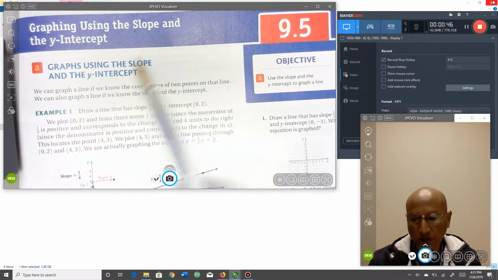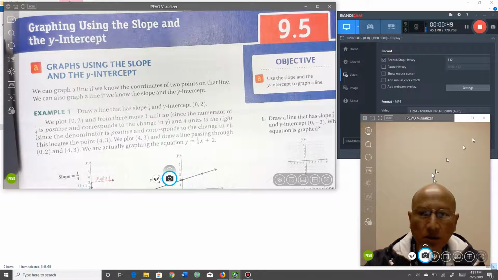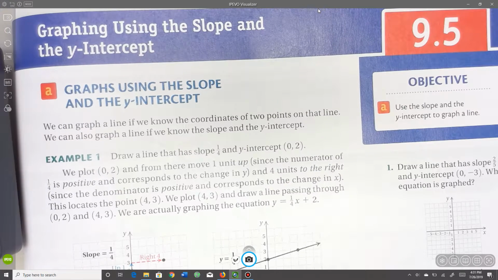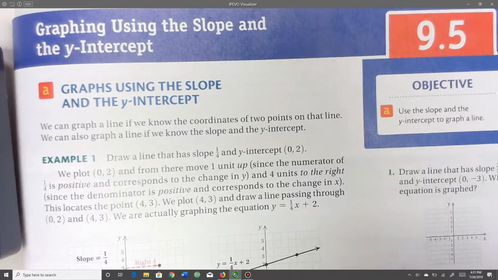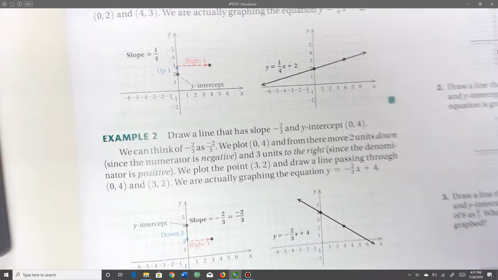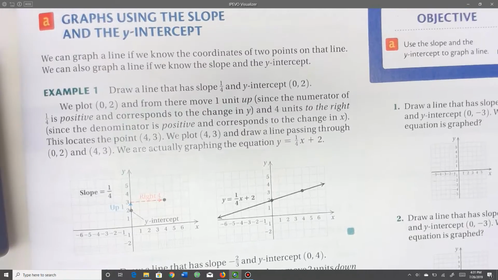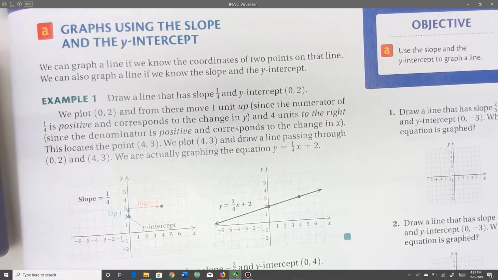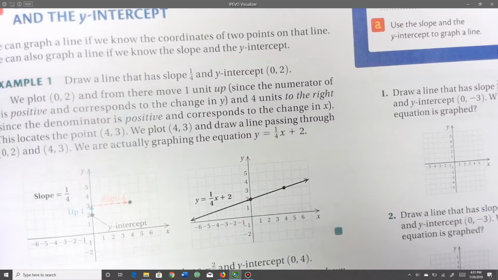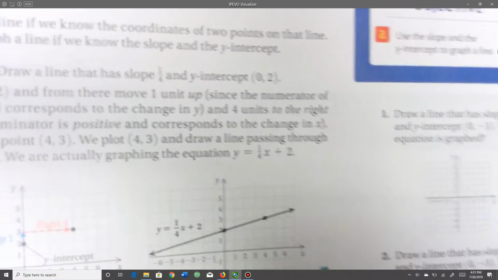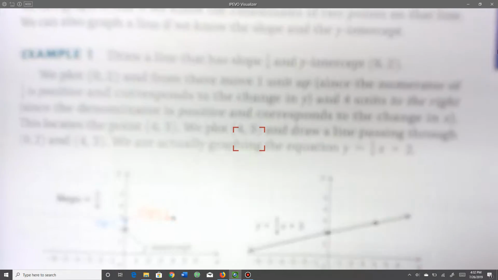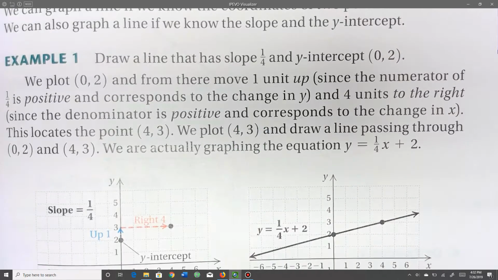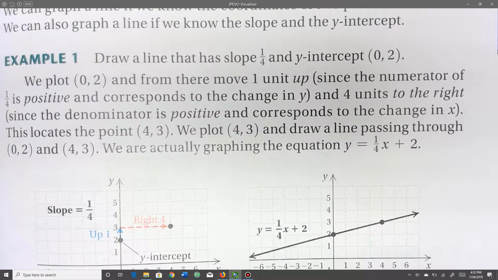What does that mean? Well, let me expand this screen here, and let me show you what that means. That means, again, use the slope-intercept equation to find the slope and the y-intercept, right? If you can get the equation in slope-intercept form, you should be able to find the slope and the y-intercept.